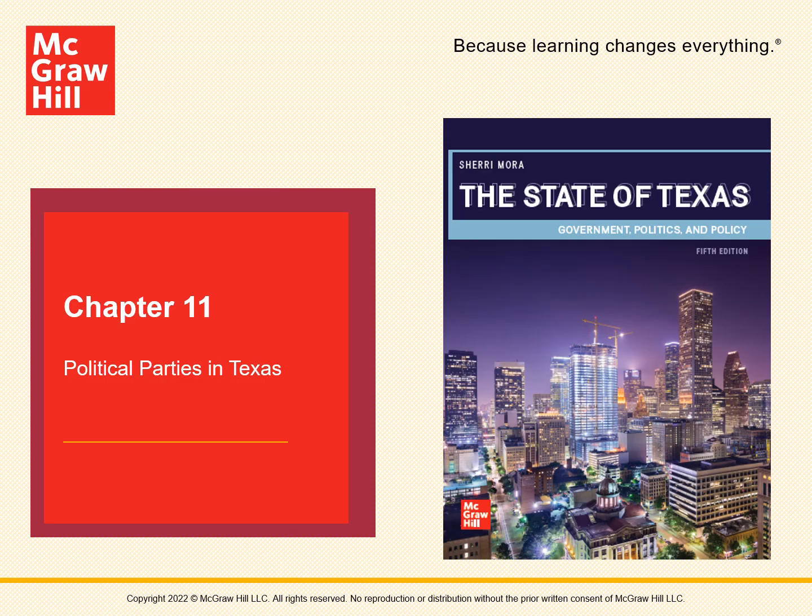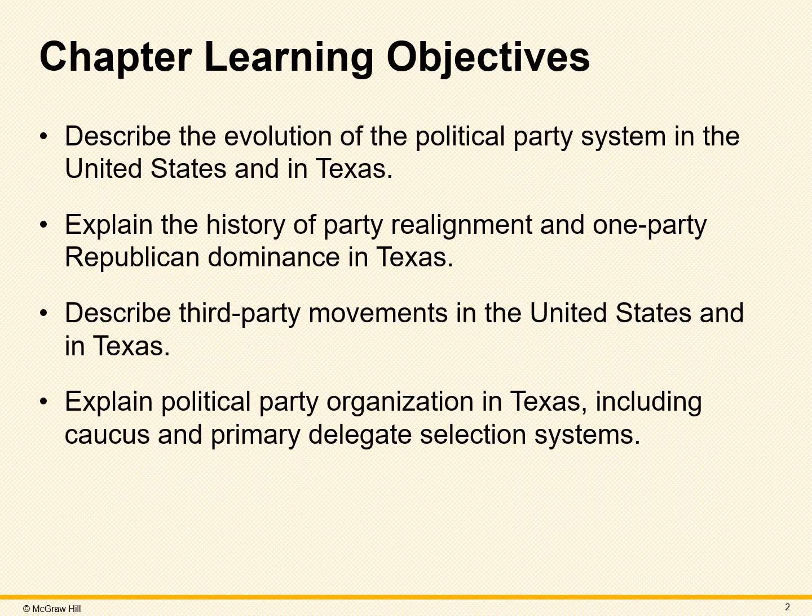In this chapter, we'll be looking at political parties in Texas. Chapter Objectives. You should be able to describe the evolution of a political party system in the United States and in Texas, explain the history of party alignment and one-party Republican dominance in Texas, describe third-party movements in the United States and in Texas, and explain political party organization in Texas, including the caucus and primary delegate selection systems.